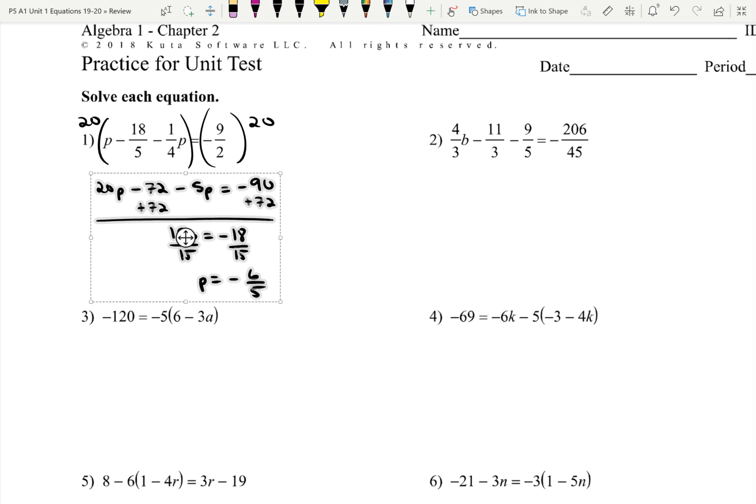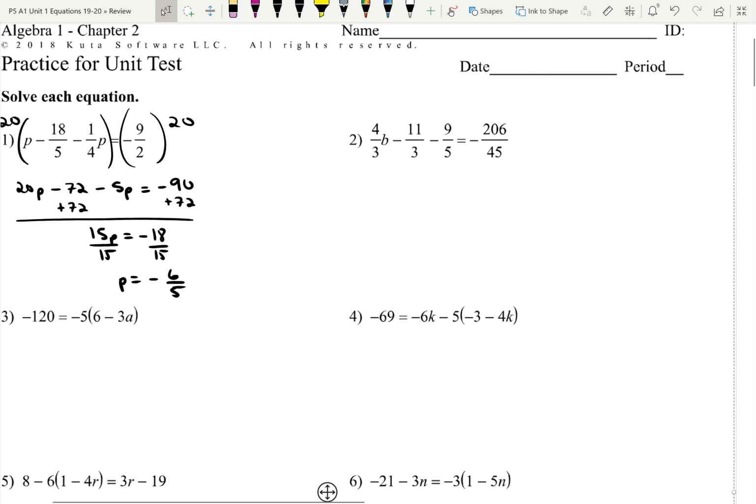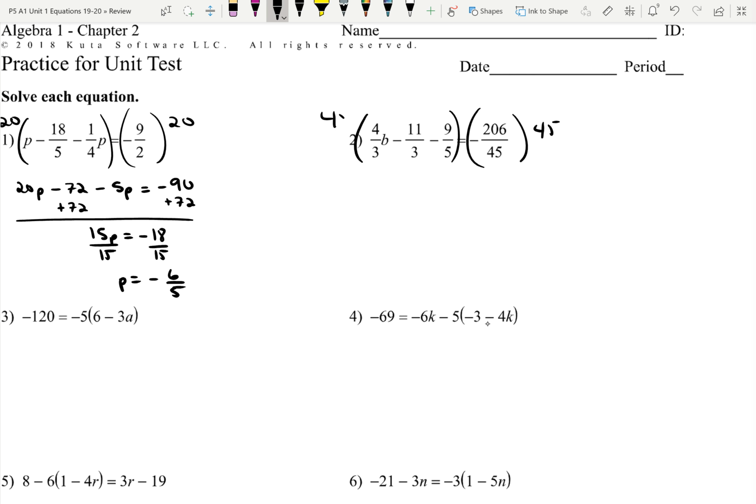Looking at the second problem, we see that the common denominator will be that 45. 45 divided by 3 is 15, and 15 times 4 is 60b. 45 divided by 3 is 15, and 15 times 11 is 165, so that's minus 165.